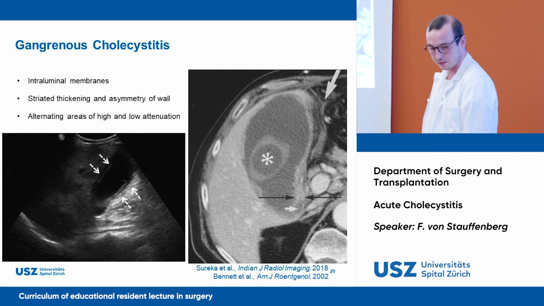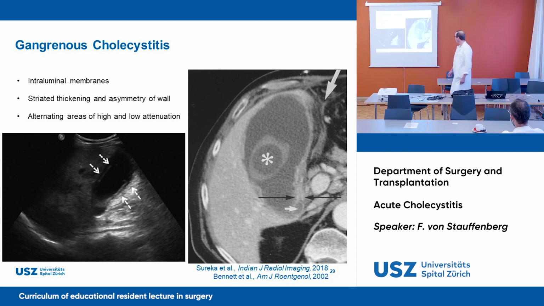In imaging, you can see a gangrenous cholecystitis by intraluminal membranes, as you can see here in sonography, and by a striated thickening and asymmetry of the wall, as you can see in the CT scan, and alternating areas of high and low attenuation, as you can see here.